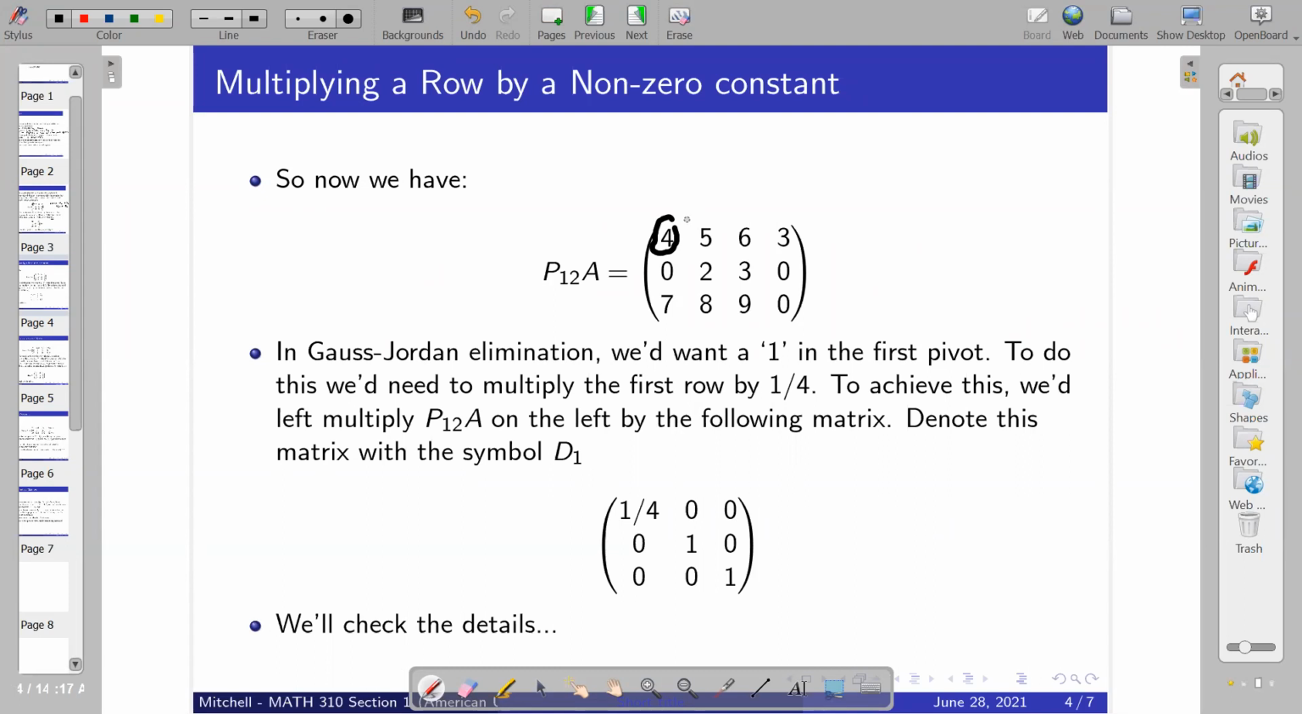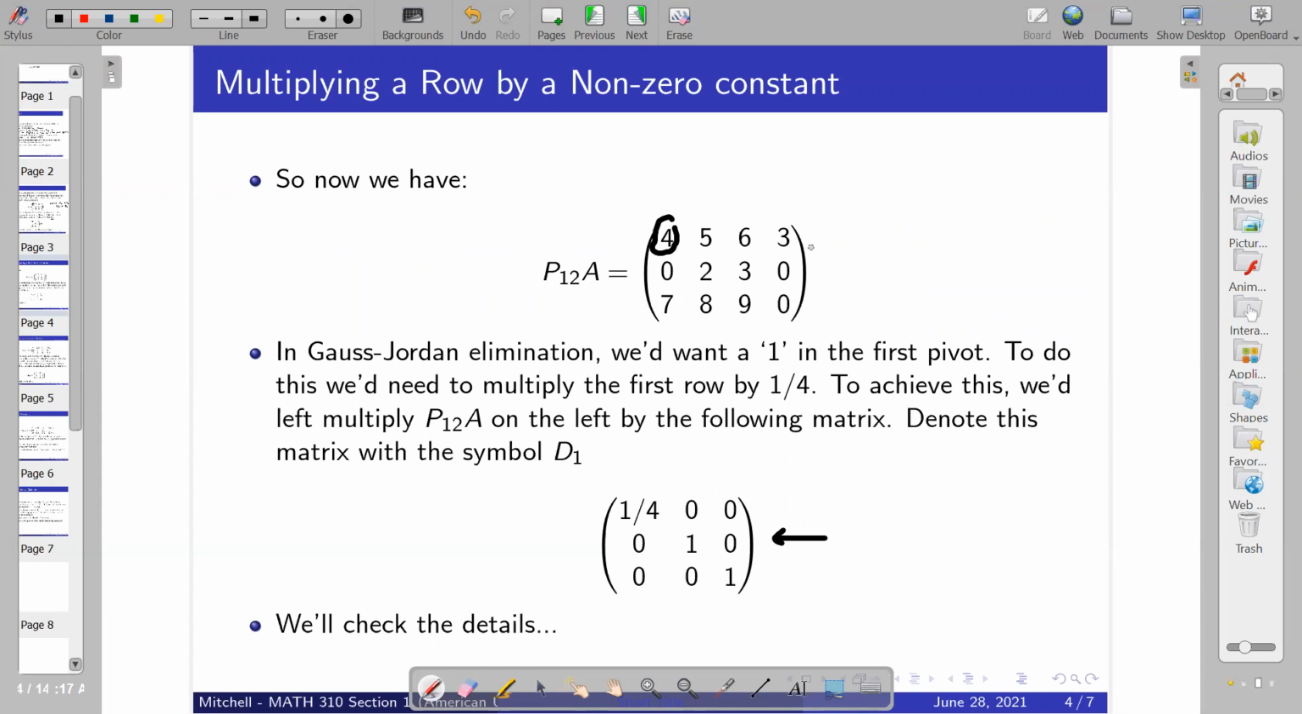The next thing to do is to eliminate the presence of the 4 in the first row. So to do this, you multiply by a certain diagonal matrix that looks a bit like this. You can check that if you multiply P12A on the left by this diagonal matrix, the effect will be to multiply the entire first row by 1/4. So that's one thing to verify.